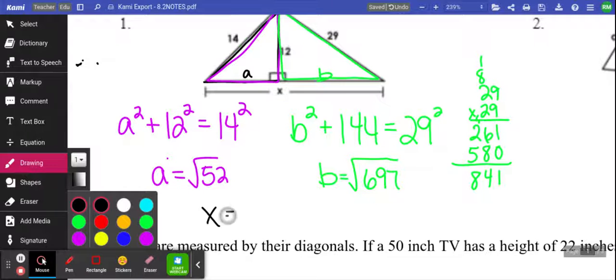Oh, okay. Well, I don't have any room for this. Do we have to solve the square? Do I just add the 52 and the 697 together? No.